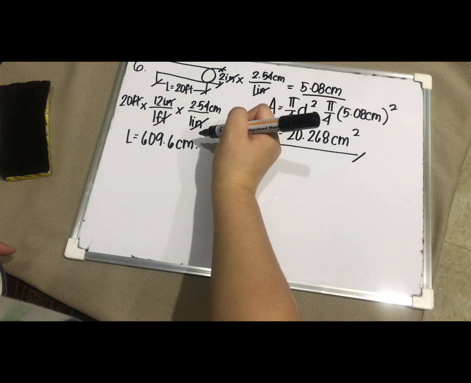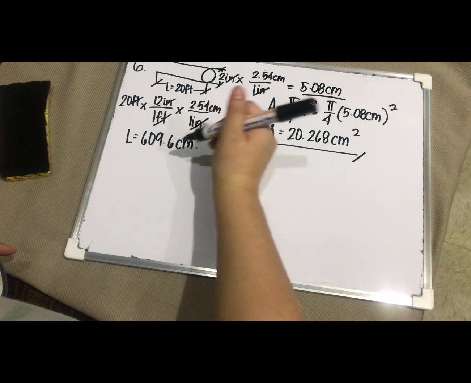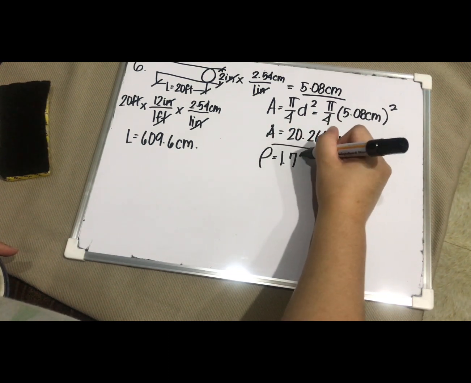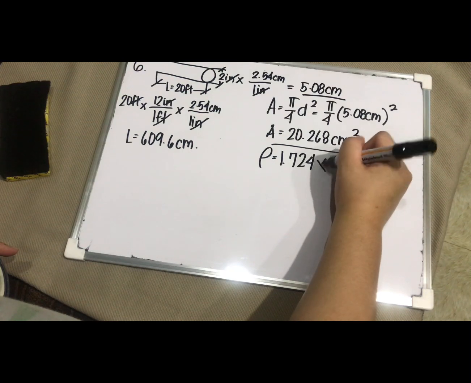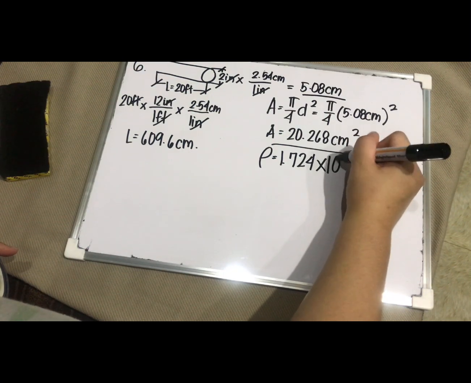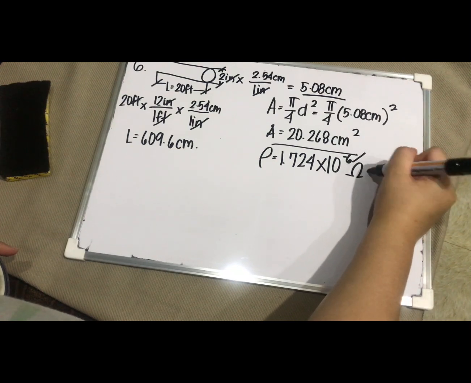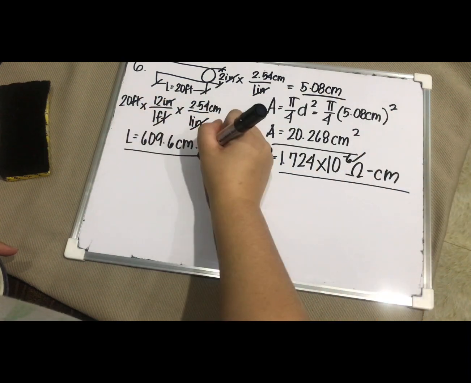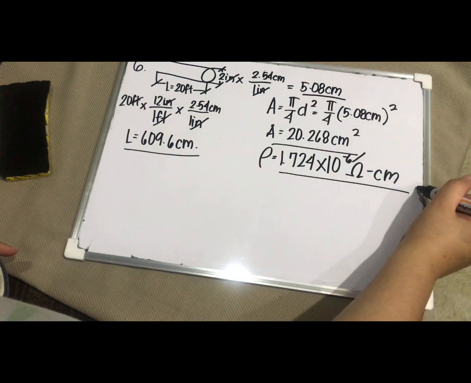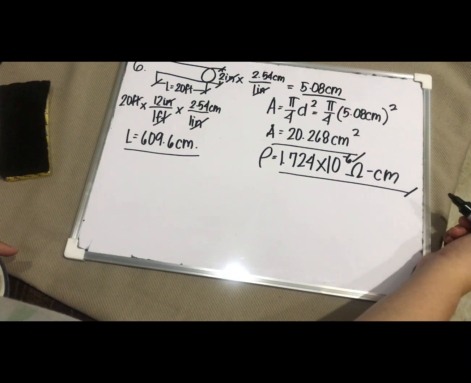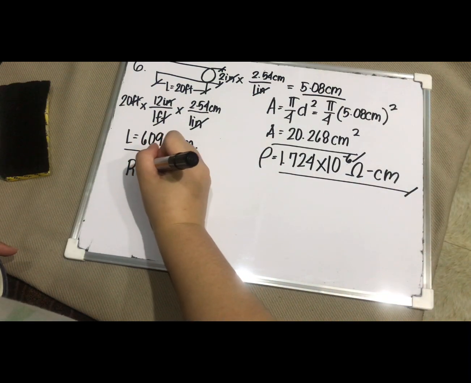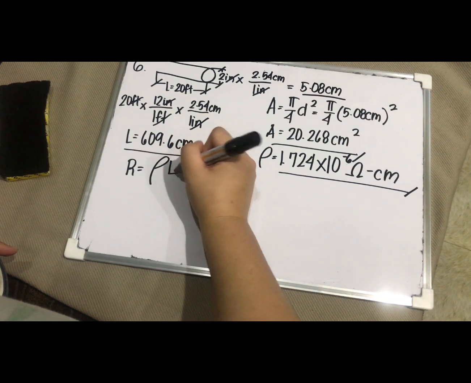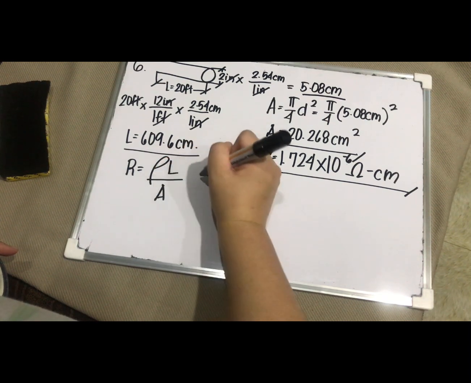centimeter. Sinabi din dun sa problem na ang gamitin nating resistivity ay 1.724 times 10 raised to negative 6 ohm centimeter. So, meron na tayong length, may area, may resistivity. I-substitute natin siya dun sa formula na R is equal to resistivity times length over A.